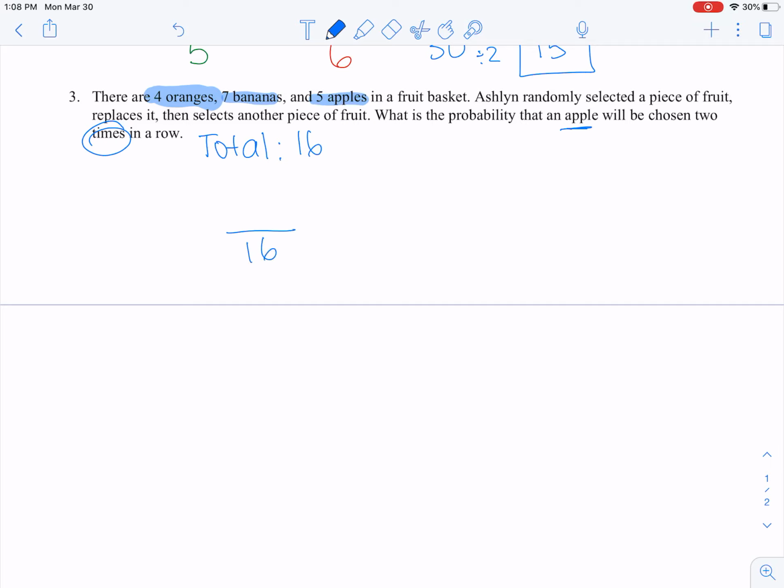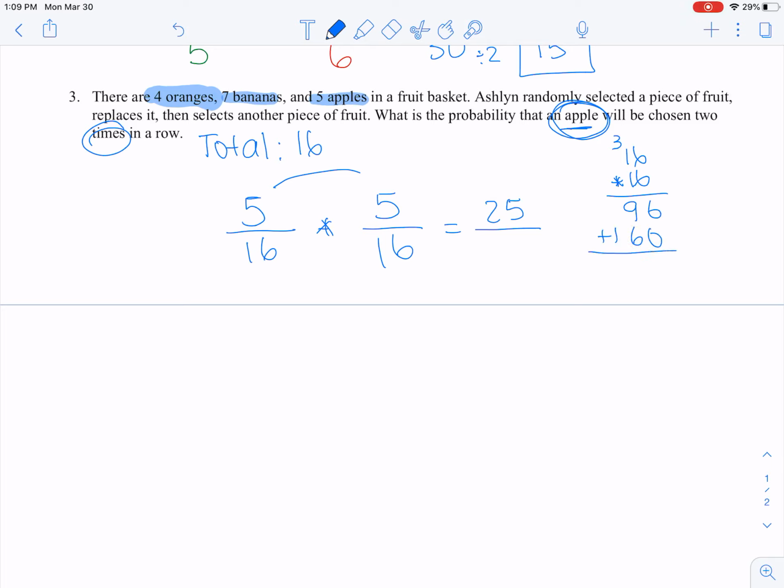So we're trying to figure out what is the probability of choosing an apple 2 times in a row. So we know that we have 5 apples. And then we have the same number of apples, so 5 apples. So remember, guys, this is just putting it back in that basket for the first event and then picking out another apple. Okay, so we have to figure out how to multiply these. 5 times 5 is 25. 16 times 16, I'm going to do it on the side real quick. 6 times 6 is 36, carry the 3. 6 times 1 plus 3 is 9. 1 times 6 is 6, 1 times 1 is 1, add them all up, and that should give you 256.